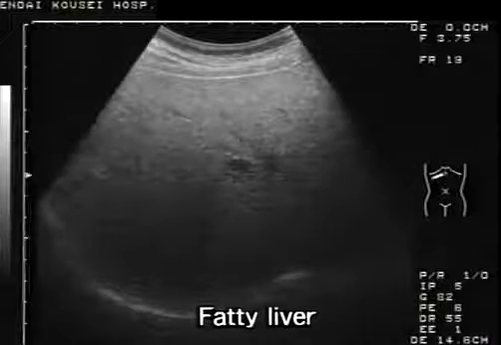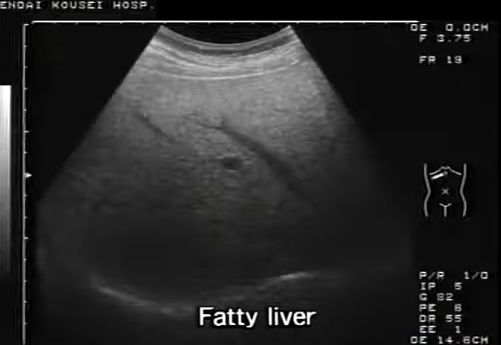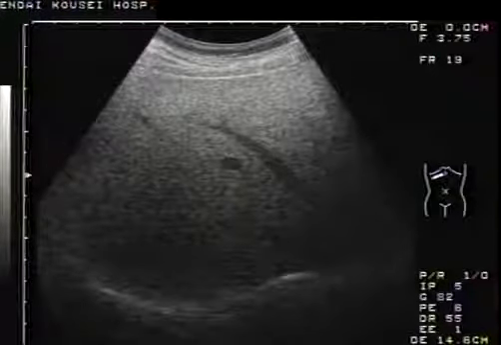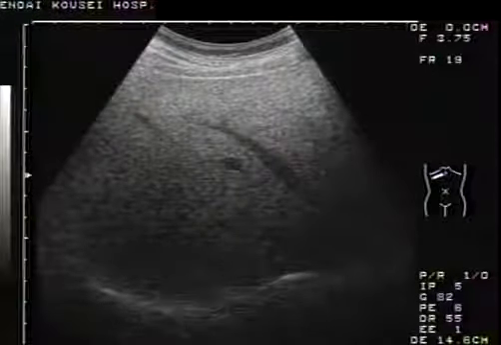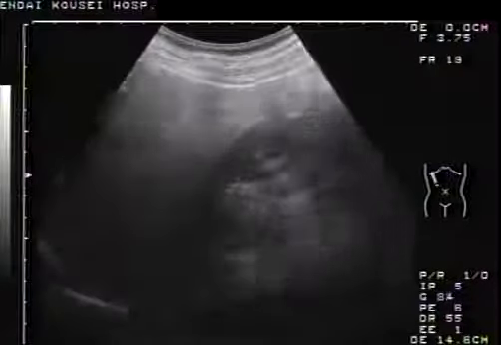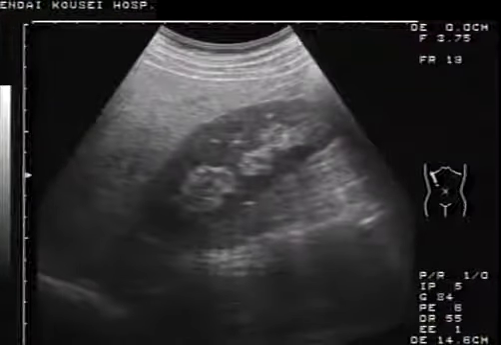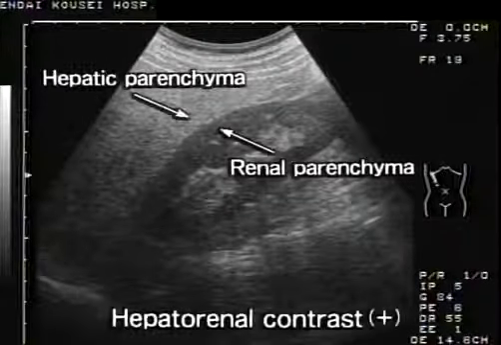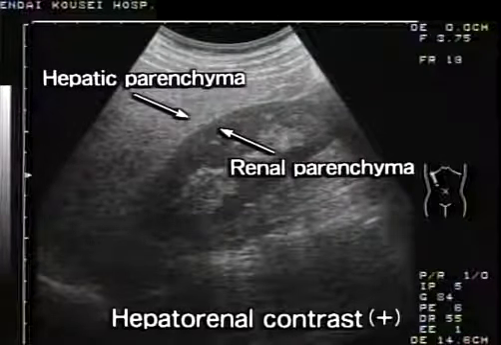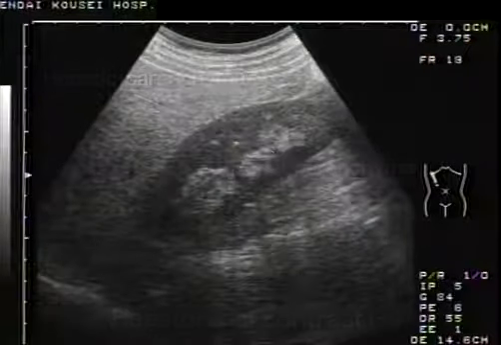This is a fatty liver of mild severity. The hepatic fine grains, the so-called bright liver. The deep region is a hypoechoic area because the echo is attenuated by fatty drops. The intrahepatic vessels are narrow and ambiguous. In terms of the hepatorenal contrast, the echo from the hepatic parenchyma is clearly stronger and positive.